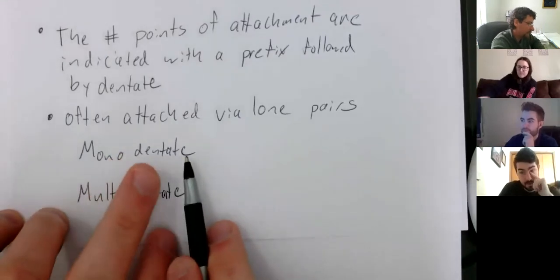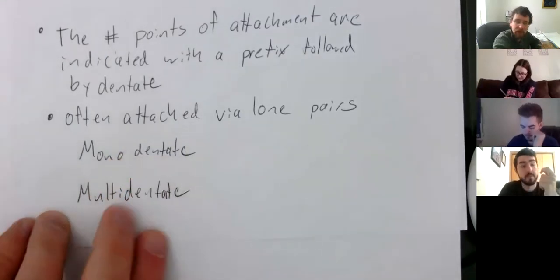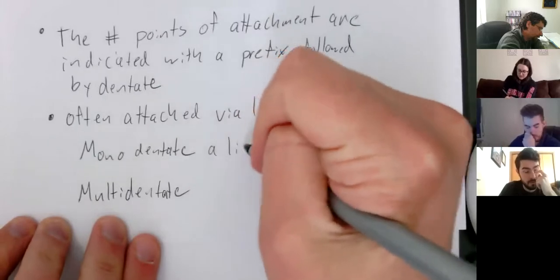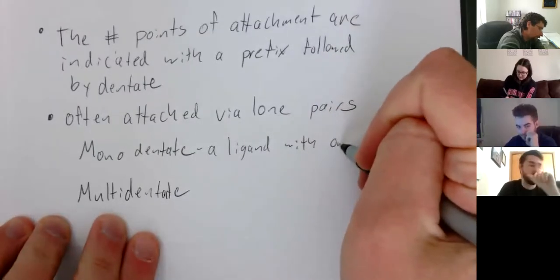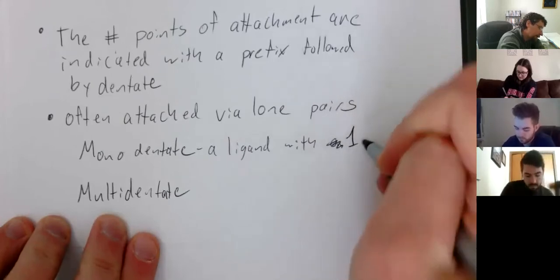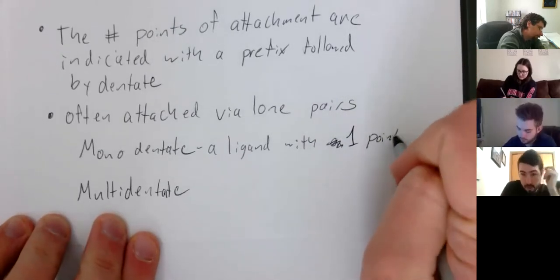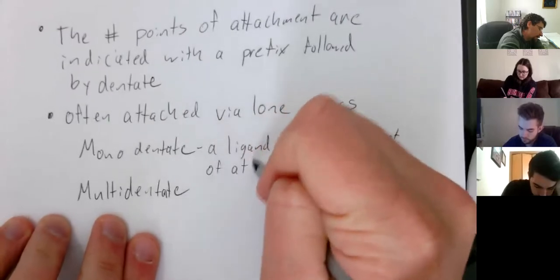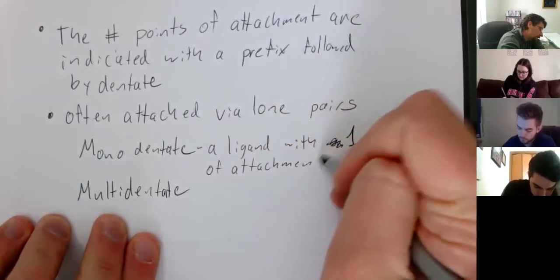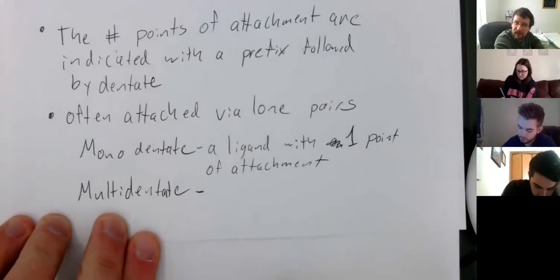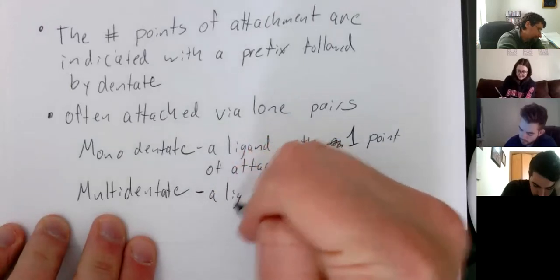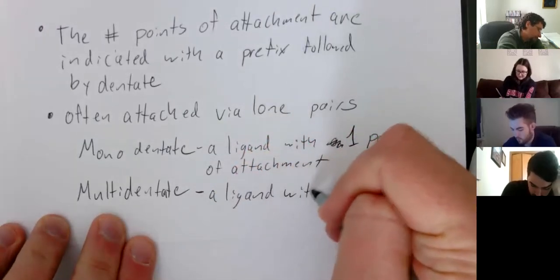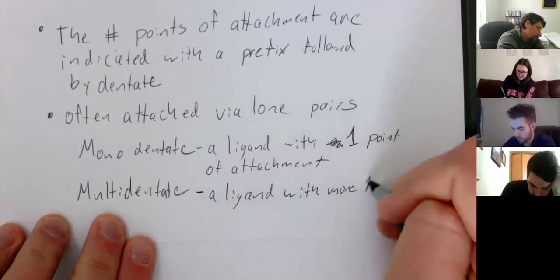A monodentate ligand is a ligand that will have one point of attachment. Actually, we'll write out the number of attachment. So a multidentate ligand, how many points of attachment is it going to have? More than one. Yep. More than one.